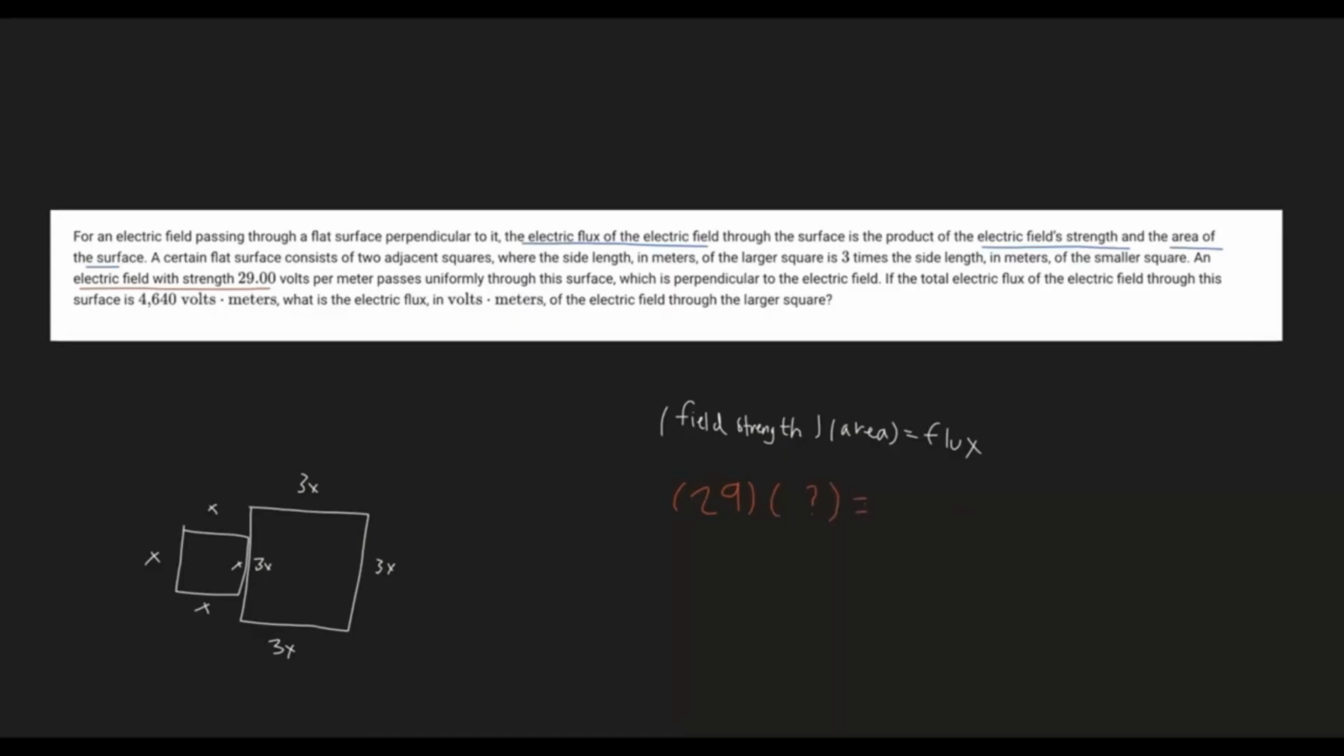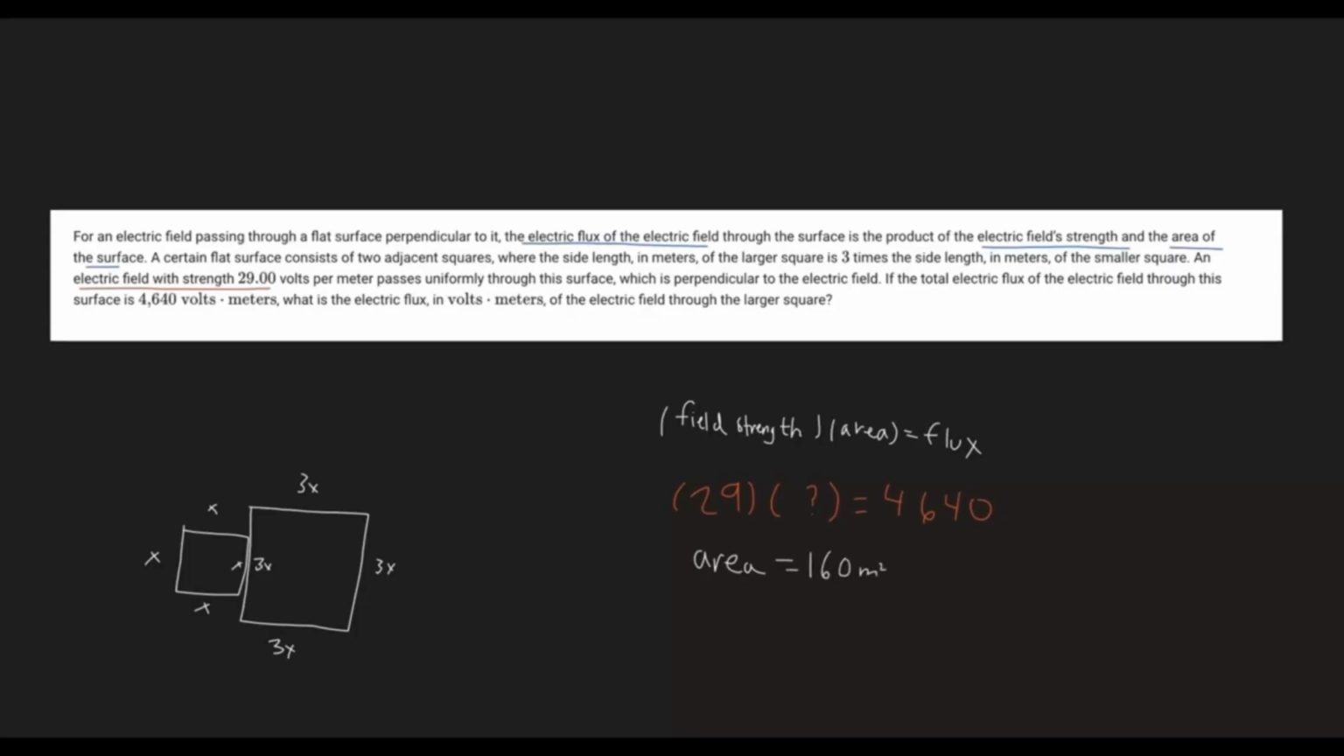So the total flux is 4,640 volts times meters, right? So what we can do here is just a simple calculation to find the total area. So here we can just have area, and this will be 4,640 divided by 29. So the area would be 160 meters squared, all right? So there we have it.